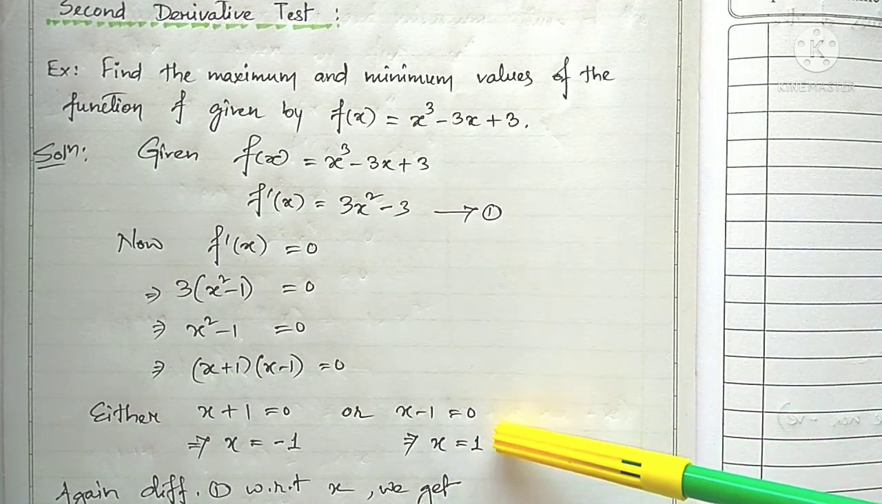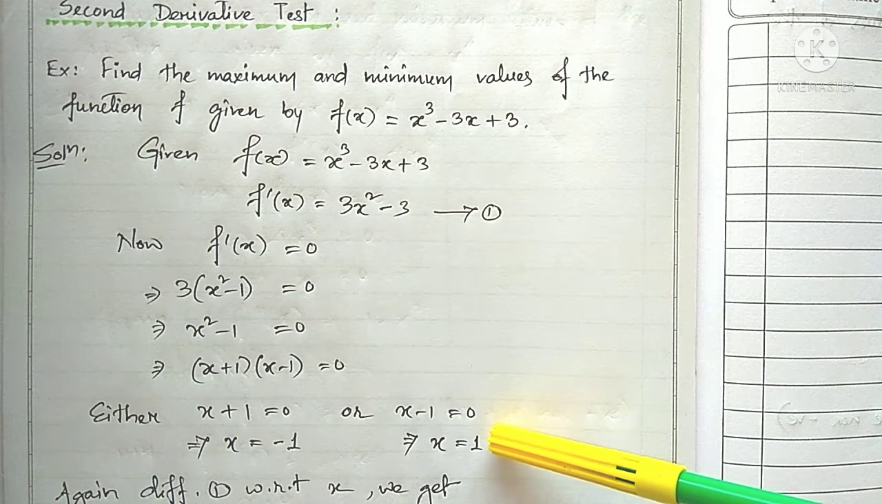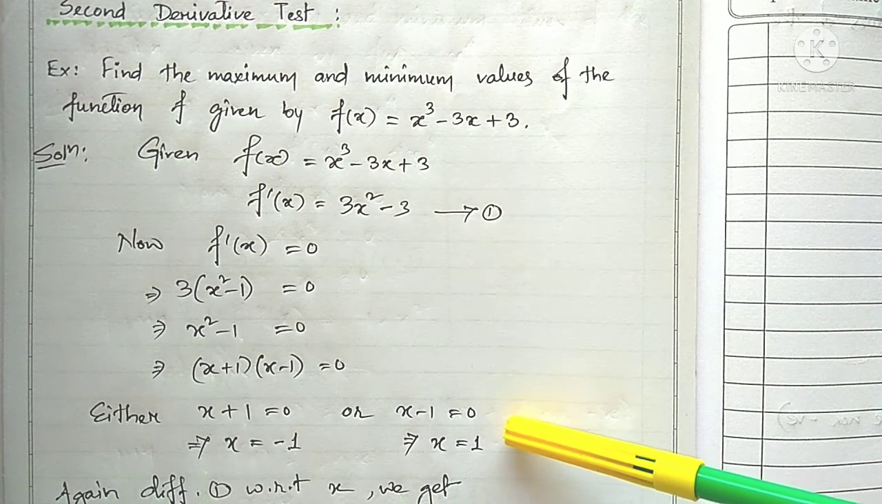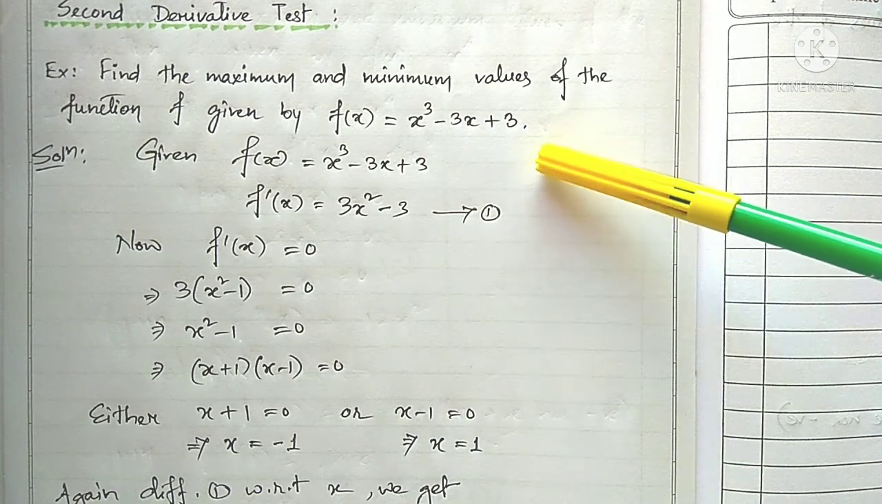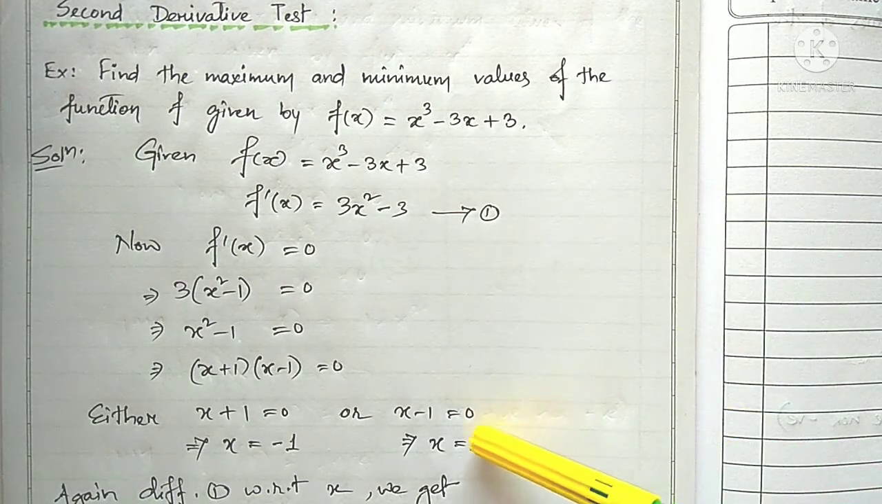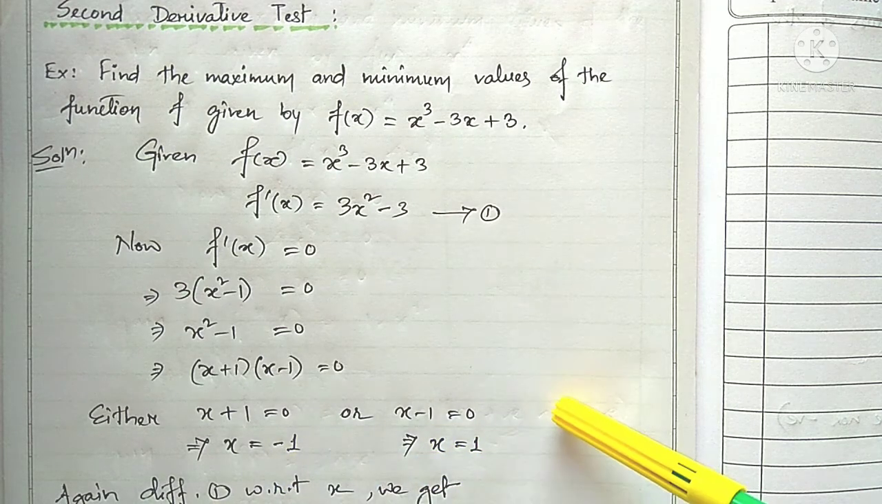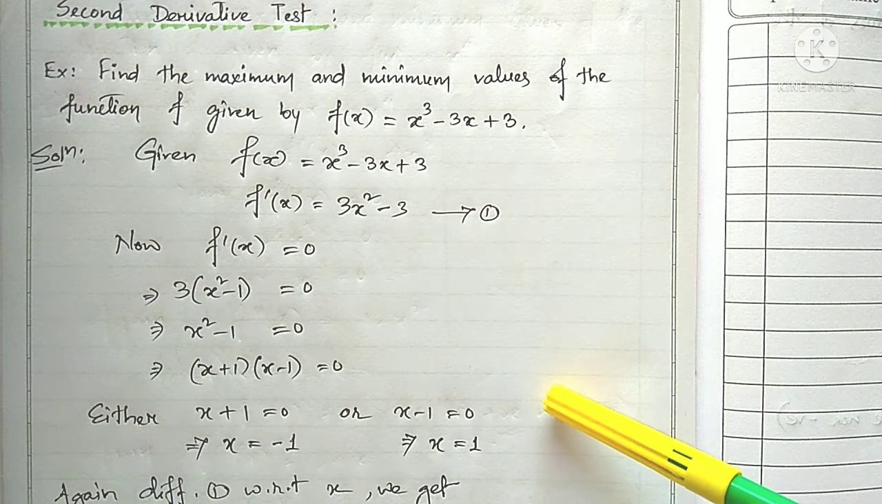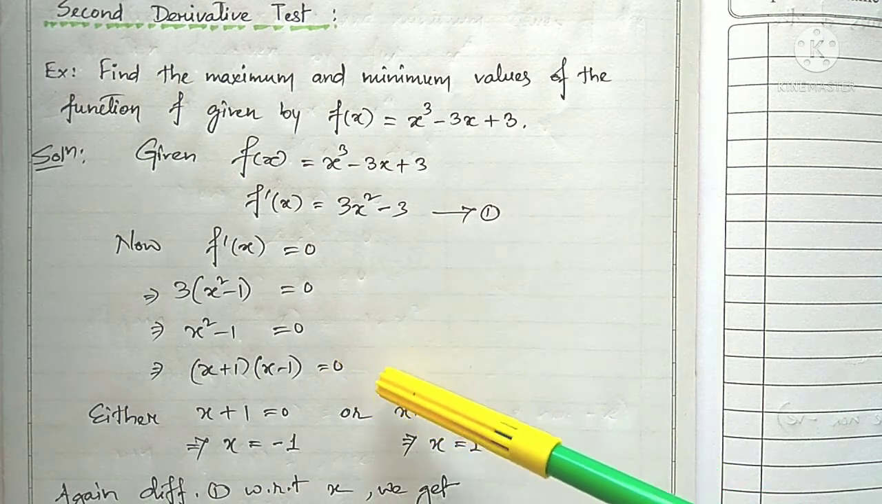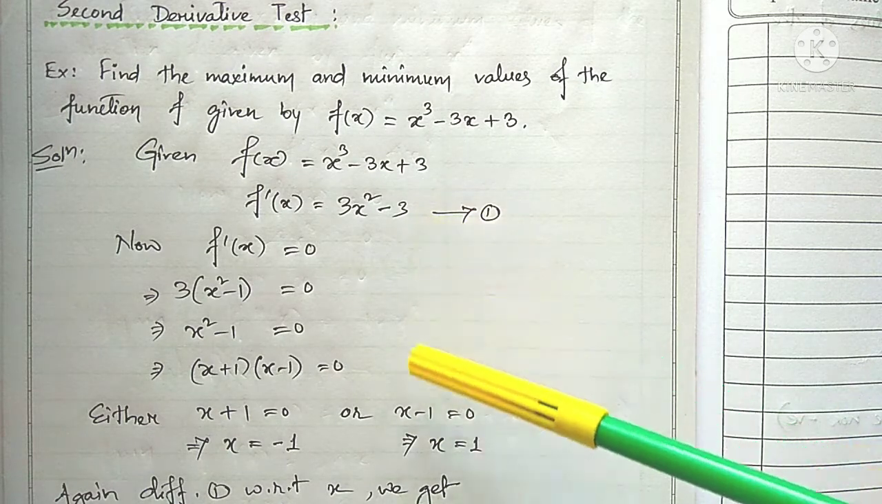So up to this, in absolute maxima, absolute minimum, local maxima, local minimum, and now here in the second derivative test, the same procedure we have to apply up to finding the value of x, and these two values are known as critical points or stationary points. Is it clear?